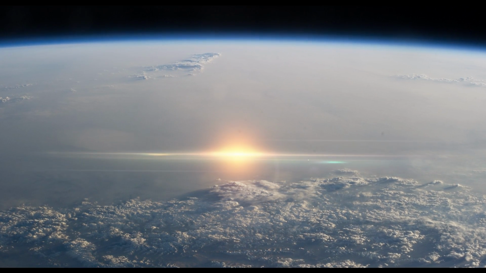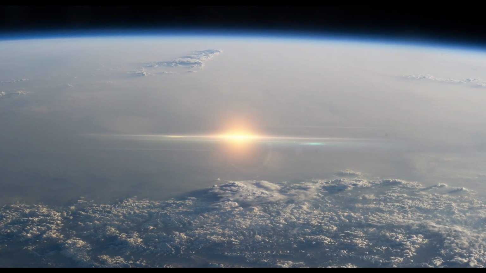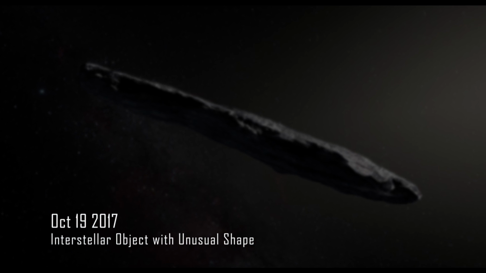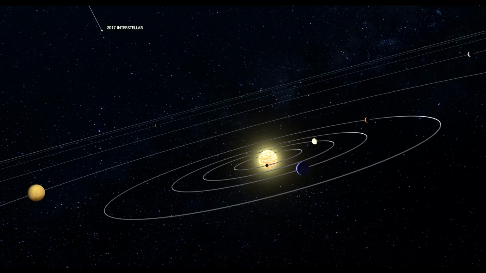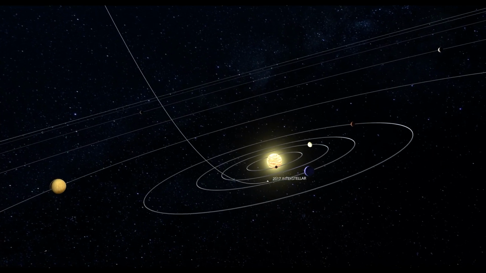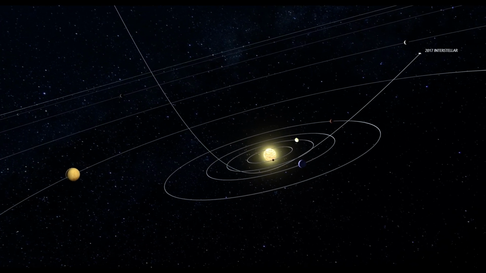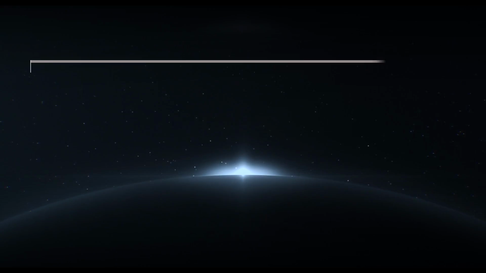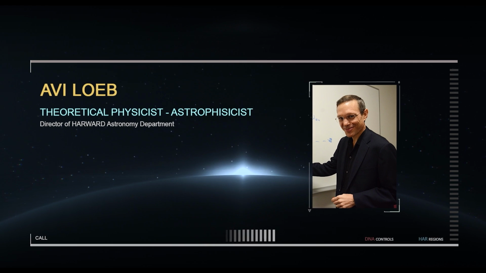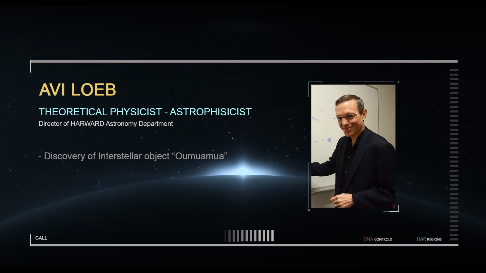A number of eminent scientists have put forward the theory of an alien presence. In 2017, an anomalous interstellar object was detected. Observatories tracked its movement, noting that the object followed an unusual trajectory as it crossed our solar system. Avi Loeb, astrophysicist and director at Harvard's Department of Astronomy, put forward the theory that the object could be a probe sent by intelligent life in the universe.